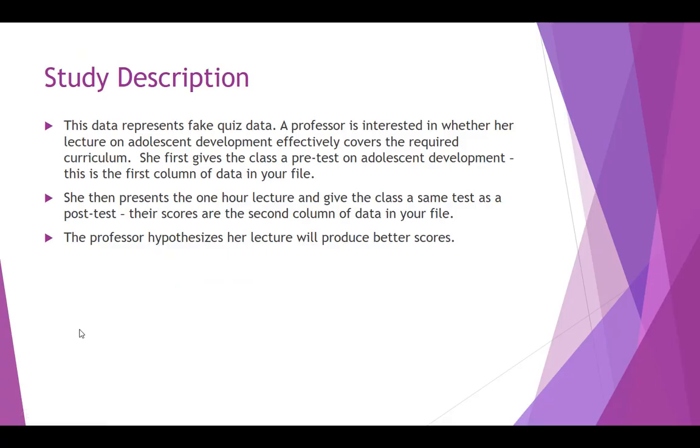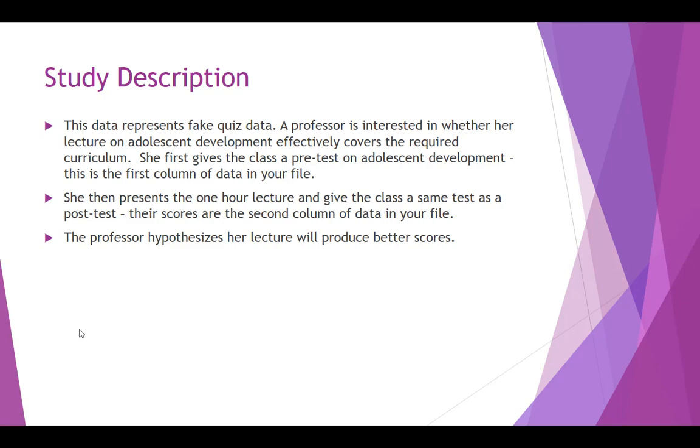So this is the study's description for this example. This data represents fake quiz data. A professor is interested in whether her lecture on adolescent development effectively covers the required curriculum. She first gives the class a pretest on adolescent development, and that is the first column of data in your Excel file. She then presents the 1 hour lecture and then gives the class the exact same test, but as a post-test. And the scores on their post-test are the second column of data in your file.